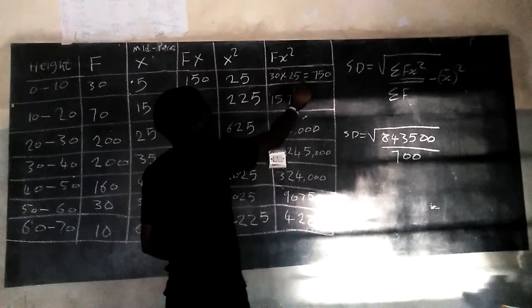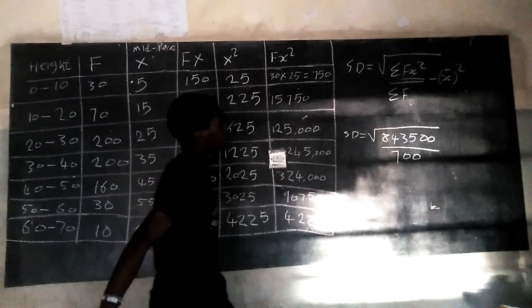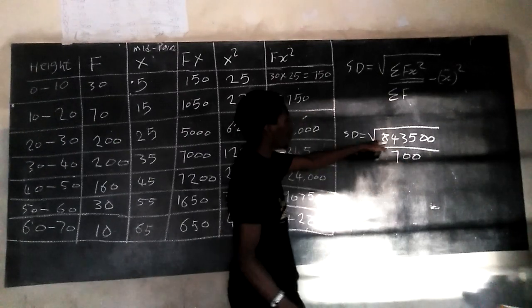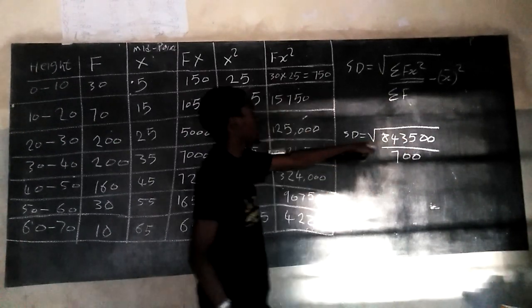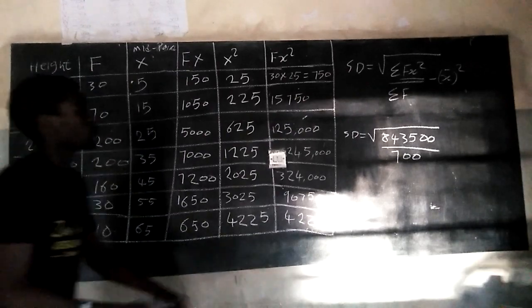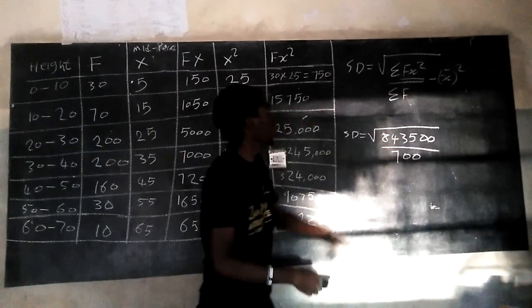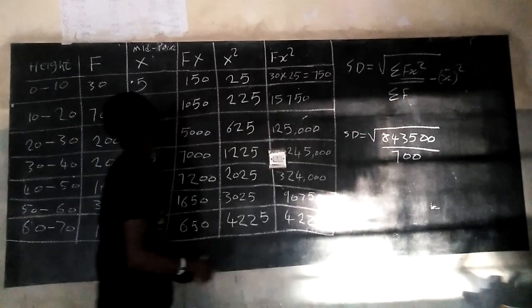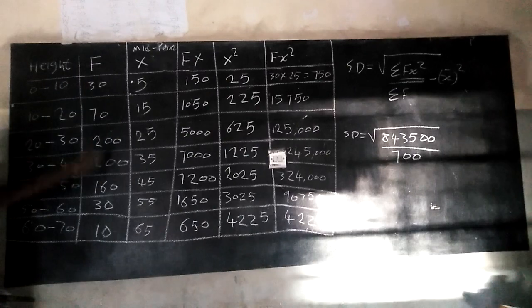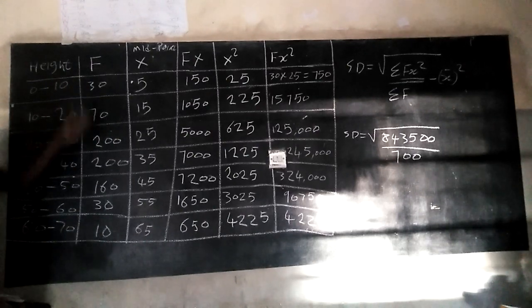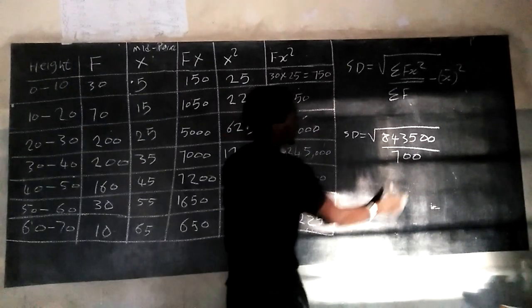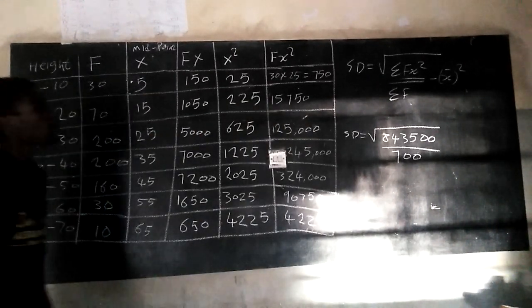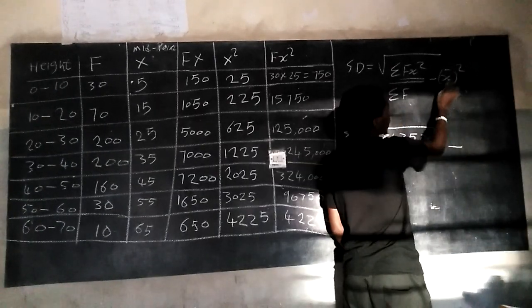So now if you add all these, 750 plus this, you are going to come up with 84,300. This is the number that we're going to come up with. Then over what? The summation of the frequency. What's our frequency? If you total them up, you're going to come up with 700. Minus what? The mean.